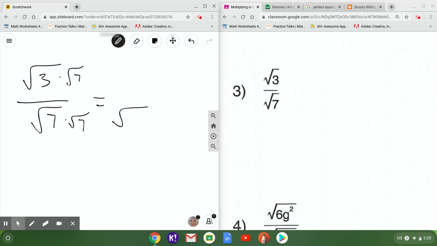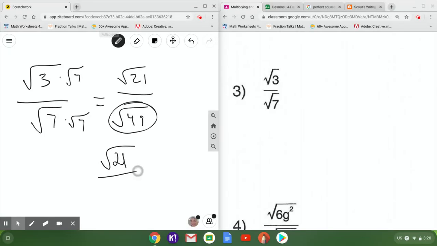On the bottom, it's square root of 49. Top is square root of 21. This is 7. There. That is your answer. That is considered simplified because 21 just breaks up into 3 and 7. Can't square root any of those. That's your answer. So that's how you rationalize the denominator. So there's your answer for number 3.